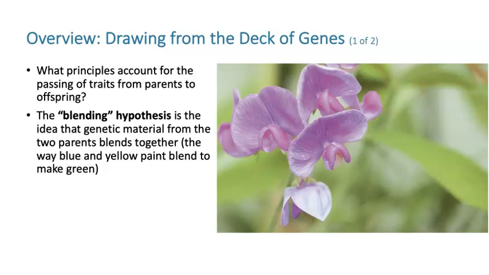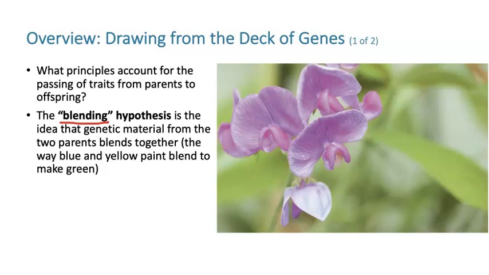Before Mendel, the most popular idea was the blending hypothesis, where traits blended together, kind of like two buckets of paint would blend together. If you blend a blue bucket of paint and a yellow bucket of paint, you're going to get green. And this makes a lot of sense in some ways. If you think about humans, you have two parents. One has blonde hair, one has brown hair, and maybe the kid has light brown hair. That kind of makes sense.